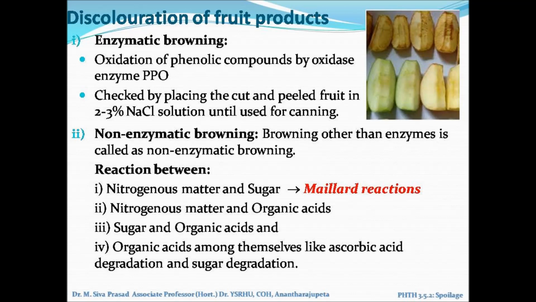Browning also occurs because of non-enzymatic browning, where there is no involvement of enzymes, but there is a reaction between nitrogenous compounds and sugar, nitrogenous compounds and organic acid, and sugar and organic acid amongst themselves. These various reactions bring about non-enzymatic browning, which doesn't involve any type of enzymes. The reaction generally between amino acids, which are again nitrogenous compounds, and sugar is called the Maillard reaction.